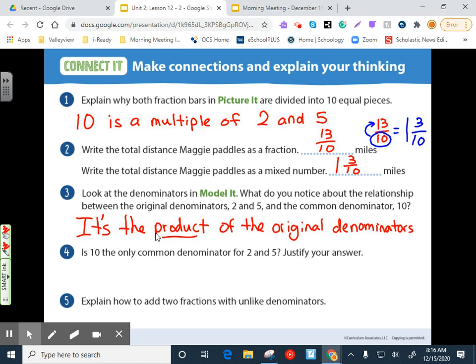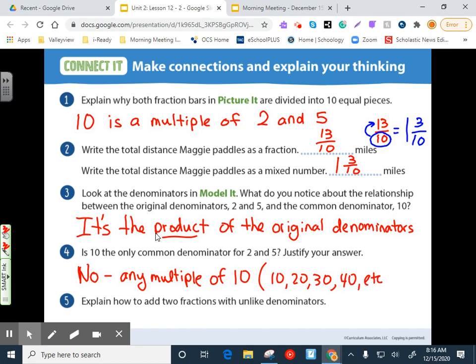Okay, number 4. Is 10 the only common denominator for 2 and 5? No, you could use any multiple of 10. You're just going to get a much bigger number that can reduce to your final answer. So you can use 10, 20, 30, 40, etc. It just means any multiple of 10.